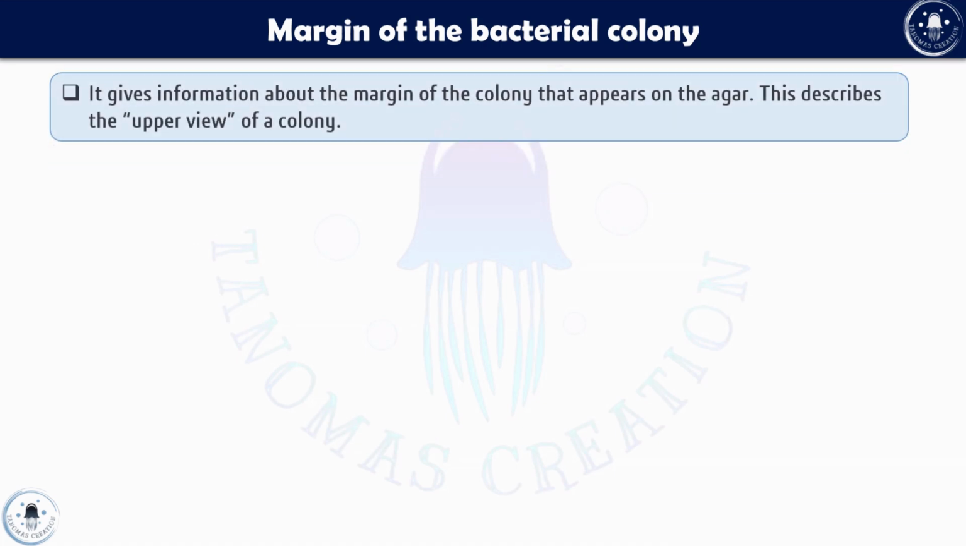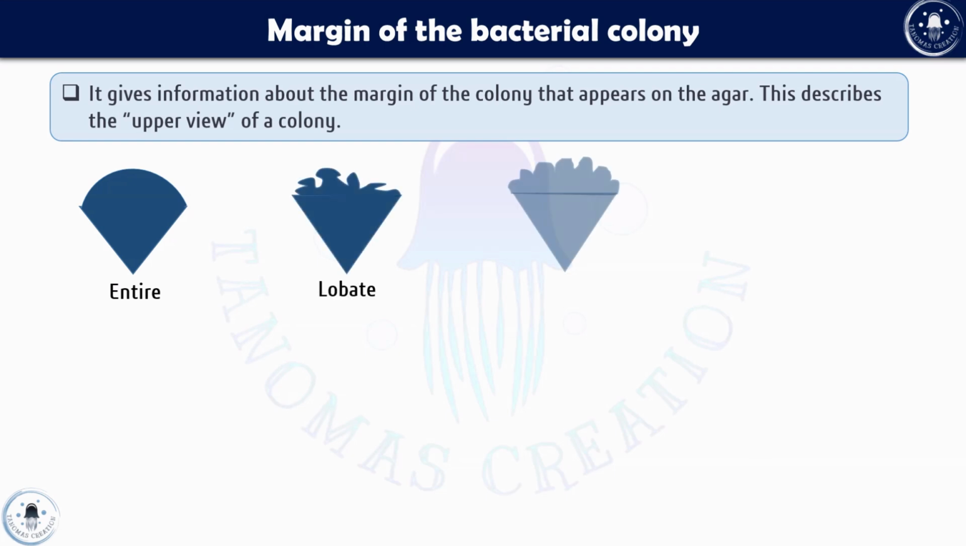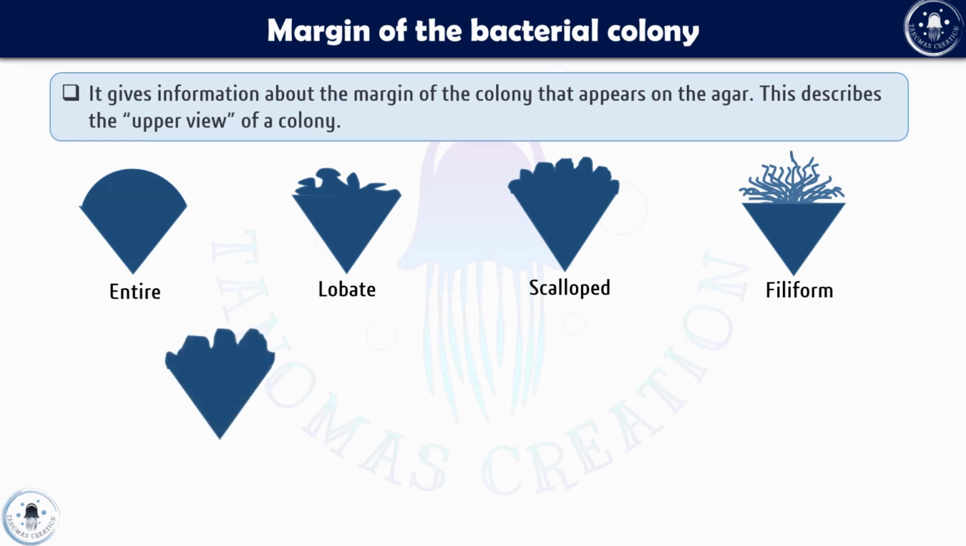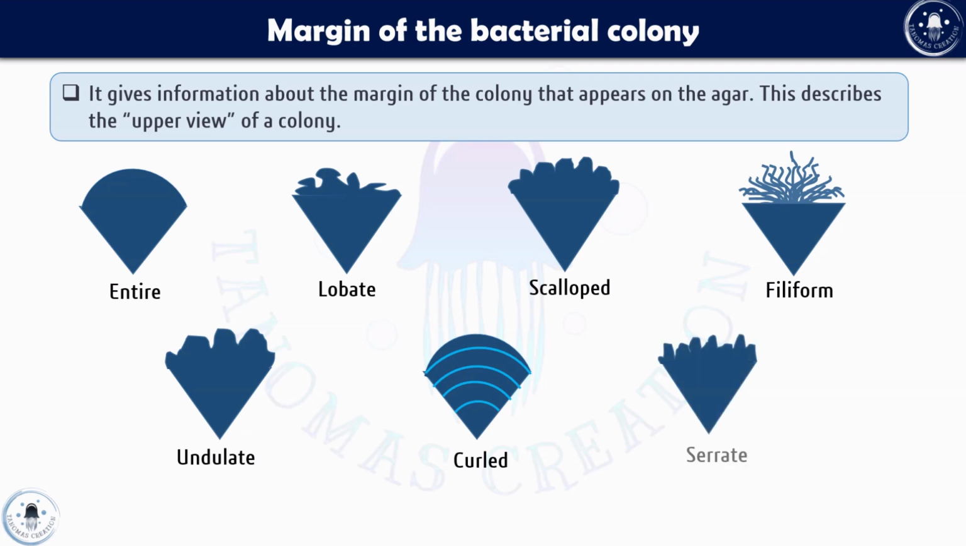Now this gives information about the margin of the colony that appears on the agar. When we have an upper view of the agar plate, we can see the margin of the colonies. These are of seven types. First one is entire, second is lobate, third is scalloped, fourth is filiform, fifth is undulate, sixth is curled, and seventh is serrate. So these are the types of margin that we can see of the colonies.